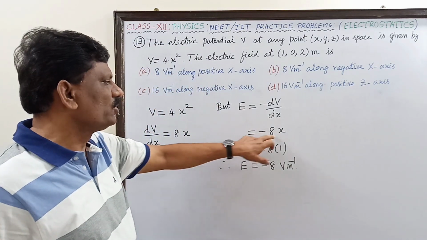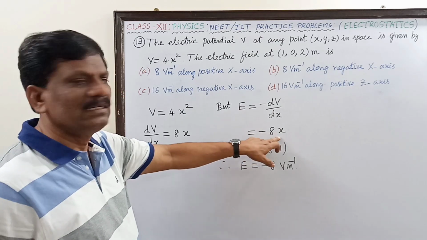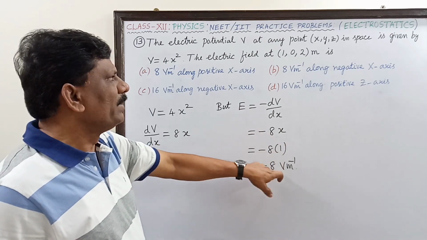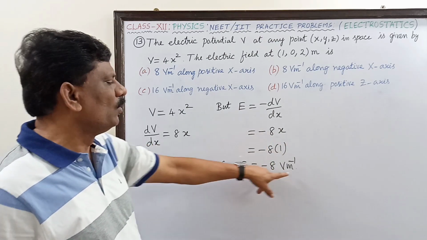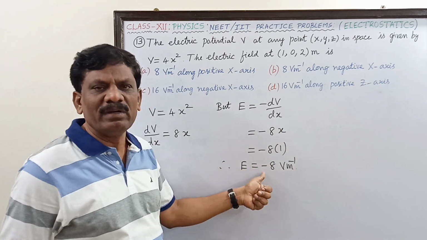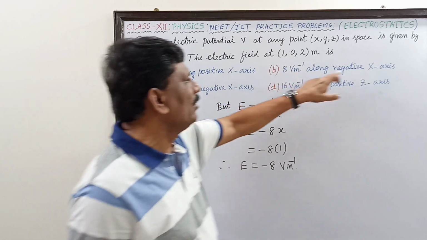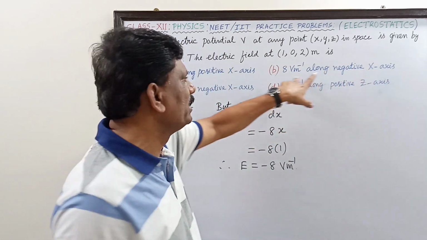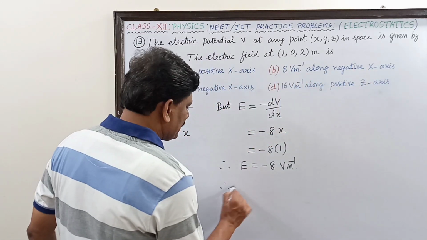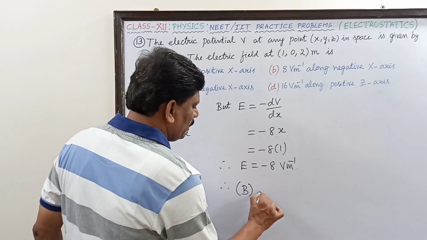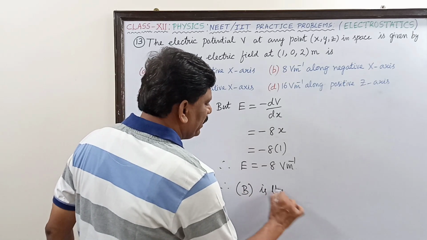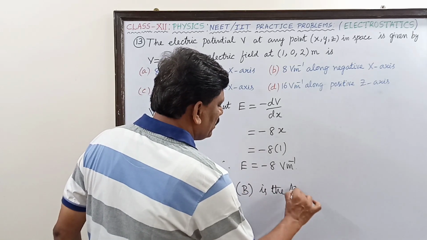Very clearly this shows that minus 8 volt per meter. That means it is 8 volt per meter in the negative x direction. So it is 8 volt per meter along the negative x axis. So option B must be the correct answer. Therefore option B is the correct answer.